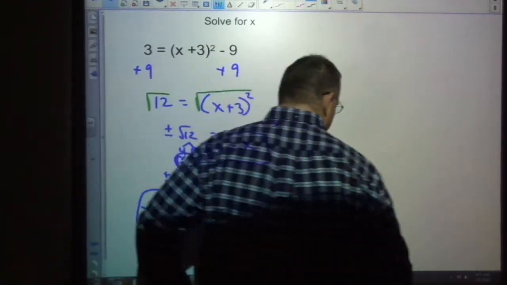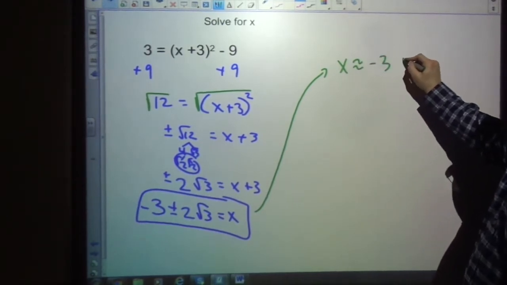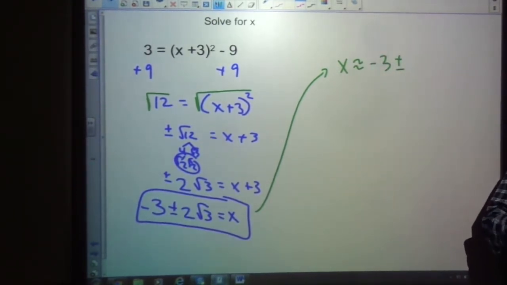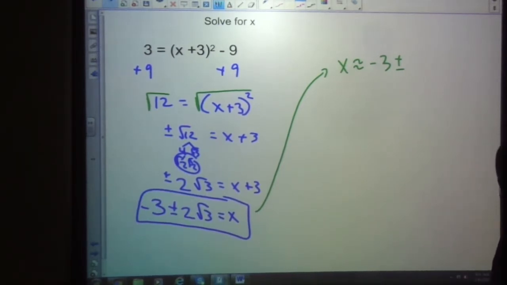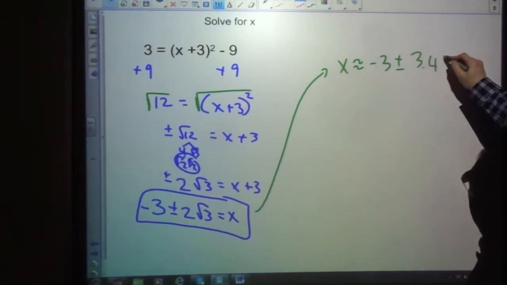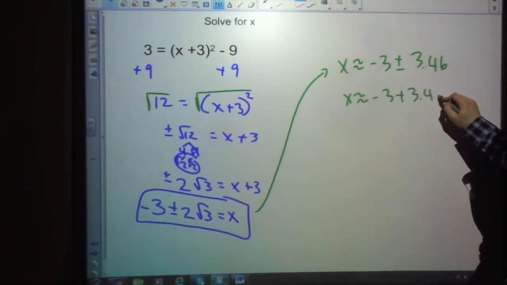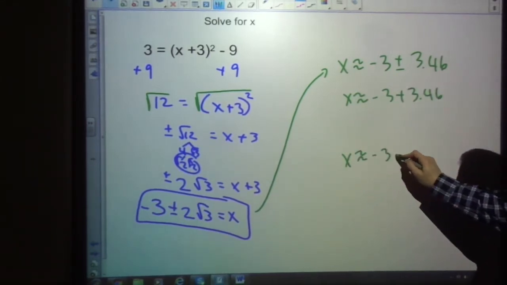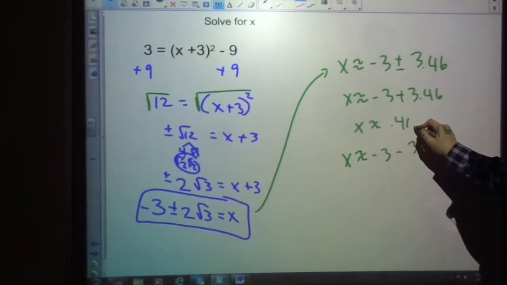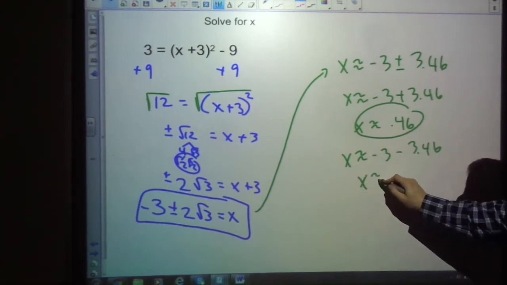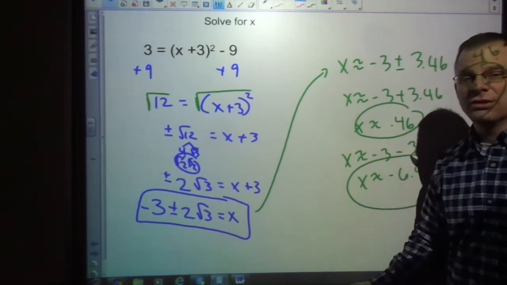Now to find my approximate answers, I'll need my calculator friend. I know it's negative 3 plus or minus some decimal: square root of 3, enter, and then times 2. 3.46. Okay, 3.46. So it's negative 3 plus that decimal, and it's negative 3 minus that decimal. So this one is 0.46, and this one is negative 6.46. Those are my x-intercepts, actually.